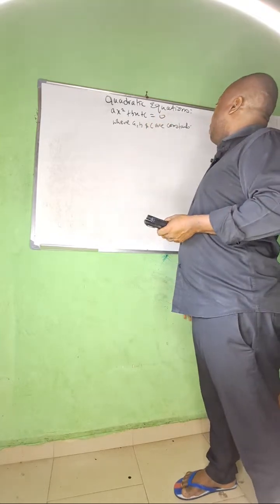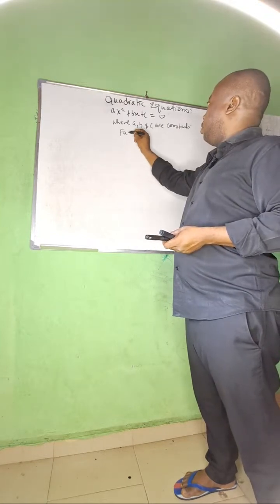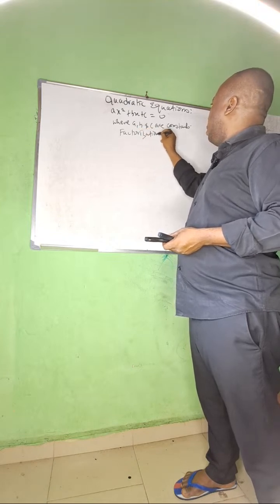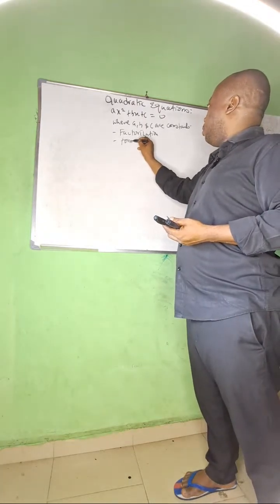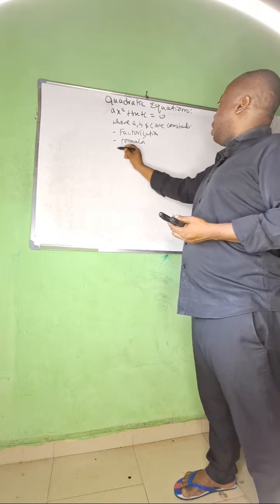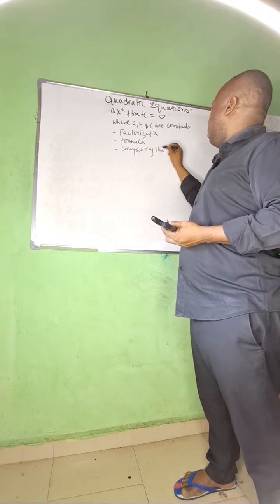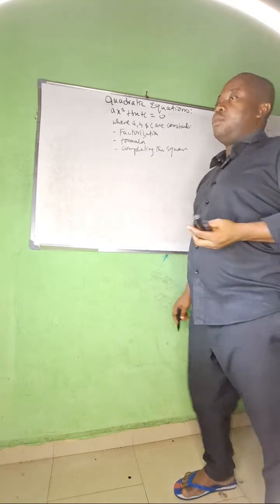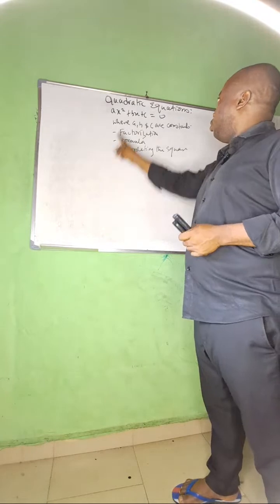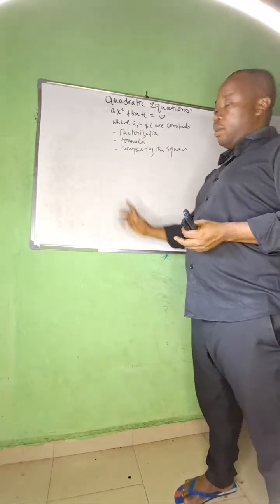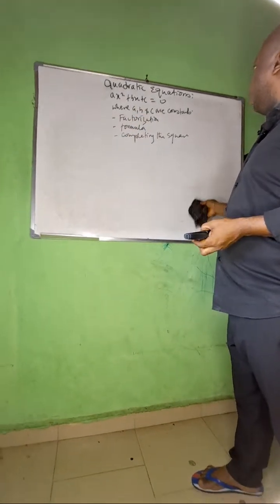Of course, there are ways of doing it. One of the ways is the factorization method. Another method is the formula method, and the completing the square method. Each of these methods will give you an answer to this problem. We'll just write a simple equation and use each of these methods to solve the problem.